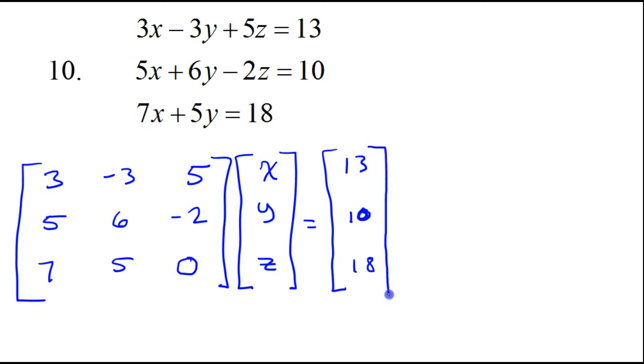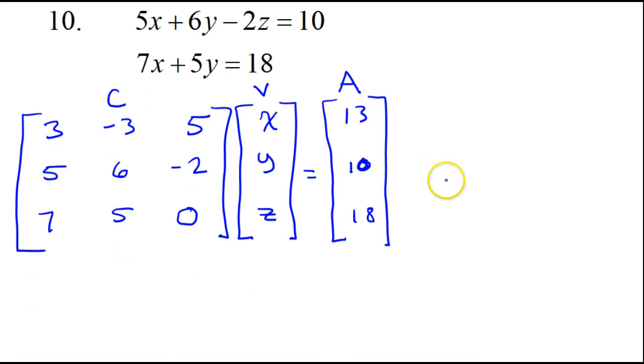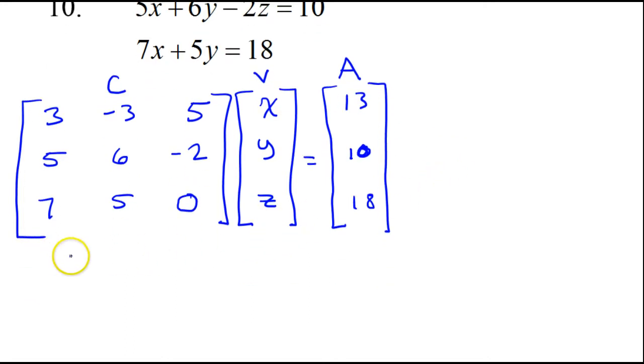Okay. Now let's label these matrices. I will call this matrix C for coefficient matrix. I will call this matrix V for variable matrix, and I will call this matrix A for answer matrix. So what we have right now is the matrix equation C times V equals matrix A, right? Matrix C times matrix V is equal to matrix A.